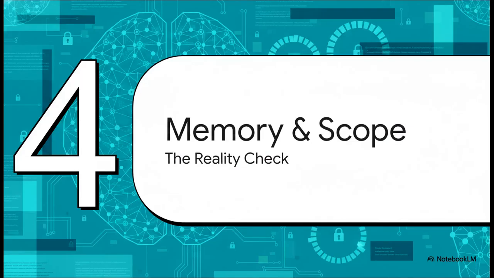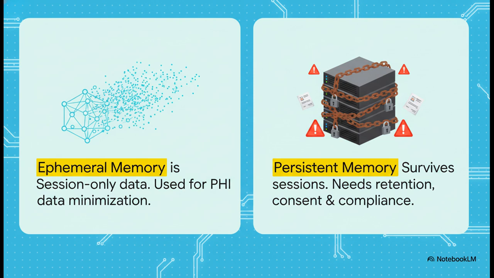Finally, Section 4, Memory State and Sprint Scope. This is the reality check. This is where we look at how Govern Global manages their data retention and how they set real boundaries on what they actually build during a project sprint. Let's talk about memory first.